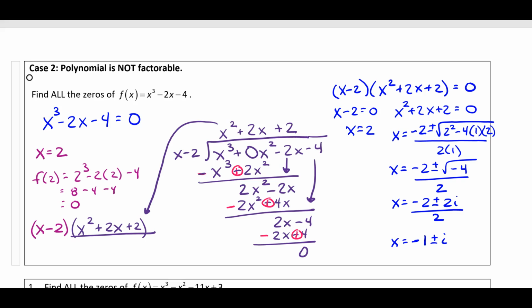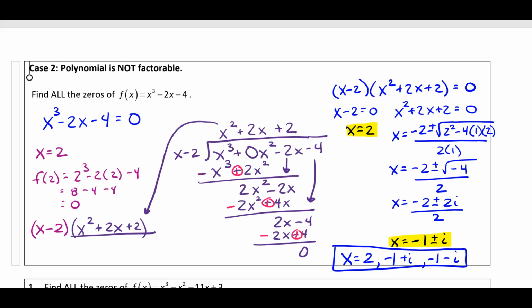So our solutions for this particular problem are going to be x equals 2, and x equals negative 1 plus i, and negative 1 minus i. So notice we do have 3 solutions, and you could write this the way we have it here. So x equals 2 and negative 1 plus or minus i, you could write it, just list those numbers as well. Still 3 solutions. Okay, we expected 3 solutions, we got 3 solutions.